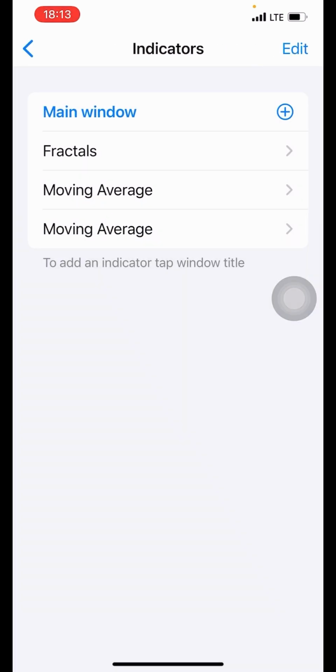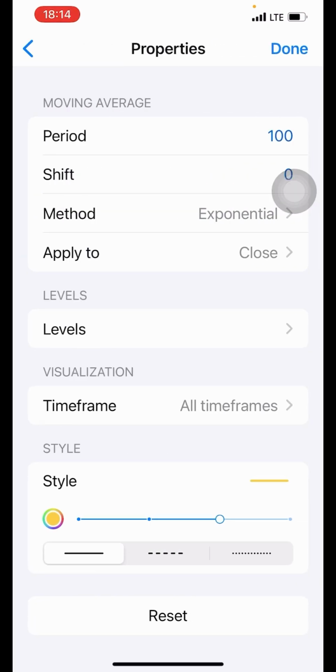Next we have the moving average. So you click on this plus icon again, you search for your moving average. The first moving average we have here is the moving average 100. You can see the period is 100, shift is 0, method is exponential, apply to close. The level, you leave it as it is. Time frame is all time frame. The style, you make the color yellow, 3 pixel, you click on done.